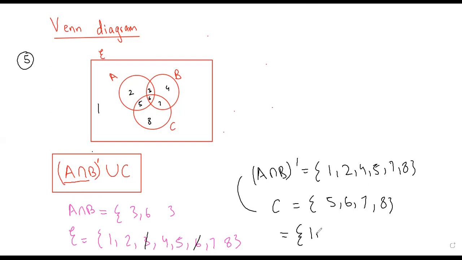1, 2, 2, 4, 5, 4, 5. Very good. 6, 7, and 8. Excellent. ठीक है? So this is what I am going to have.